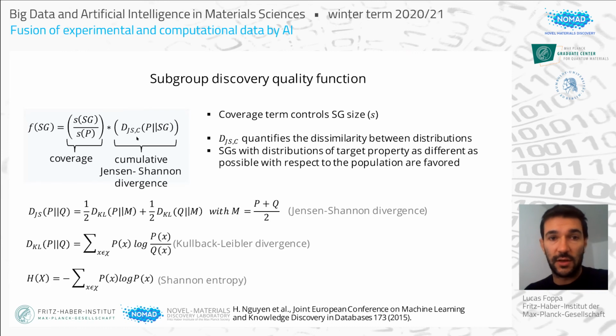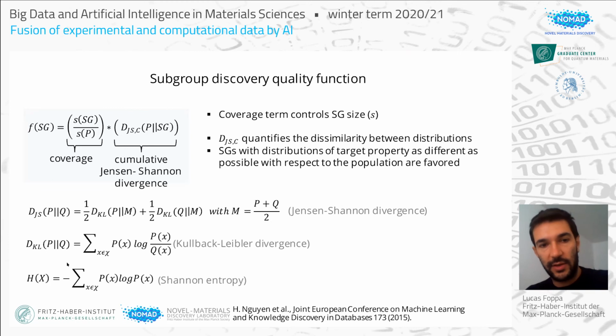So what is this thing here? This is a quantity that will quantify the dissimilarity between two distributions. It is defined in this equation here. This is a symmetrized version of the Kullback-Leibler divergence, which is also called relative entropy because of the similarity with the Shannon entropy that comes from information theory.